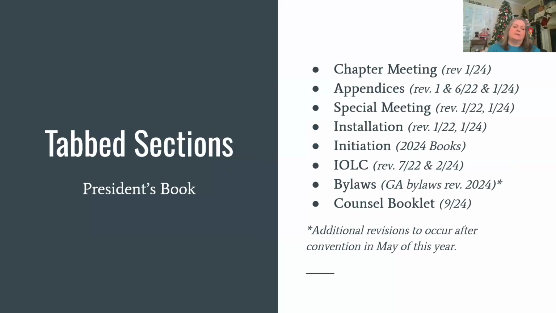Tabbed section. The president's book has different tab sections. The first one is the chapter meeting. The second one we just talked about was the appendices. There are times when you may be holding a special meeting, and there are rules and procedures for that. There are procedures for installation of officers, for initiation, the tab for the IOLC, and then a tab for the bylaws, Georgia bylaws. It's always good to have a copy of that too. If any questions come up during your meeting, you have quick access to finding out what the rules are on that. And then the new member council booklet.